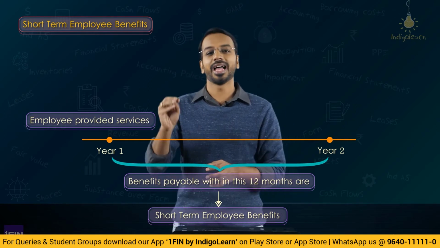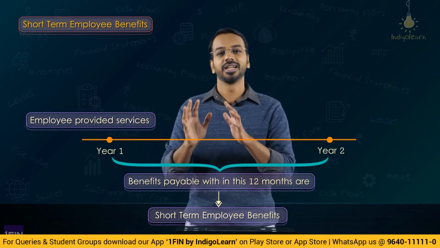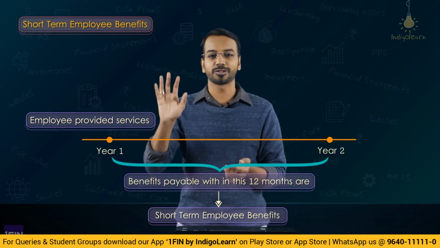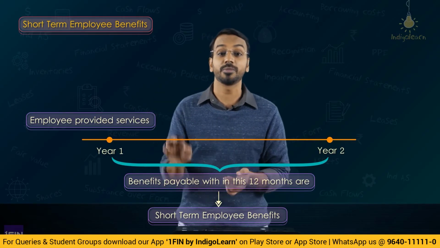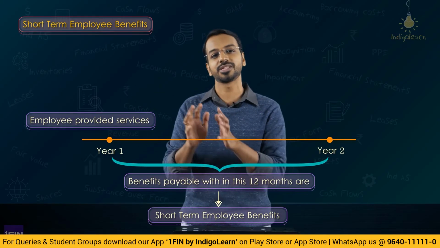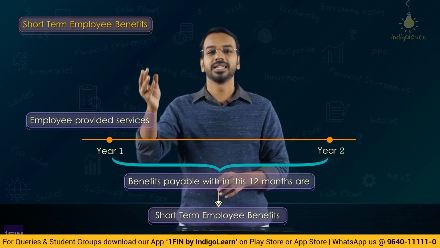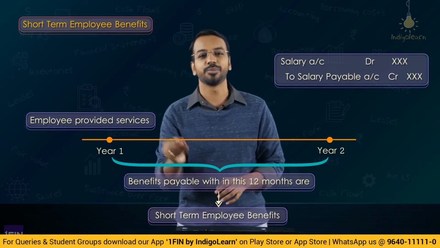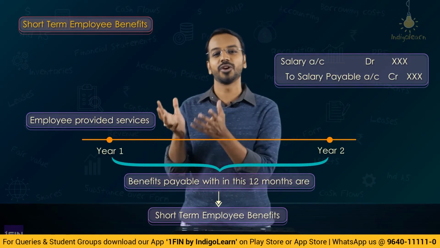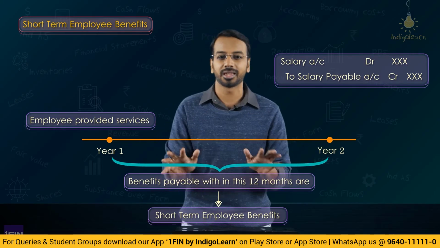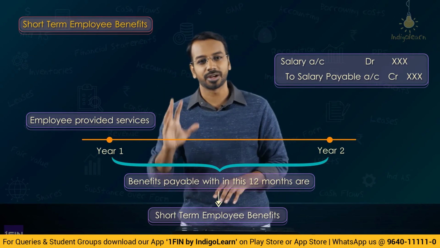Now, let me tell you, as far as short-term employee benefit is concerned, the accounting is very, very simple. Why? Because we know that some benefit has to be paid within 12 months from the end of the period in which the employee renders the service. So, the accounting treatment would be as simple as salary expense debit to salary payable, right? That is how you will account for it. No discounting, no need of actual valuation, nothing. Short-term employee benefits are pretty straightforward, right?